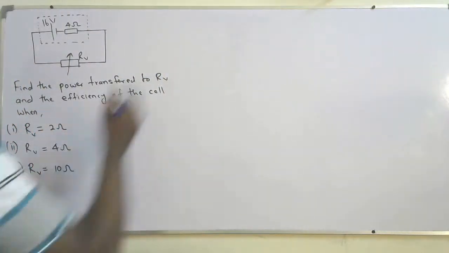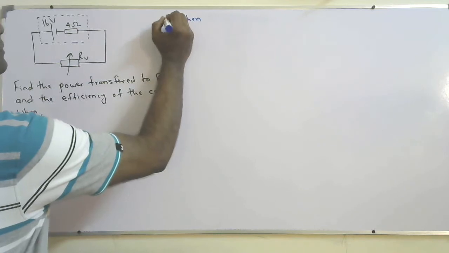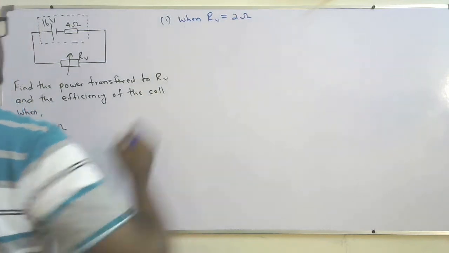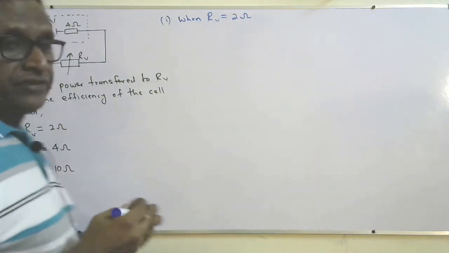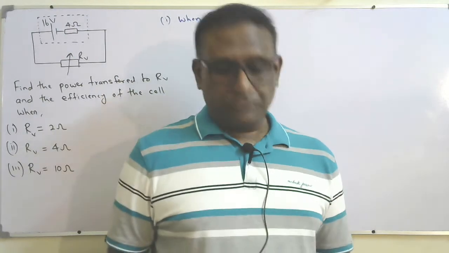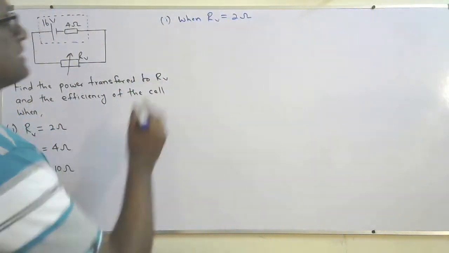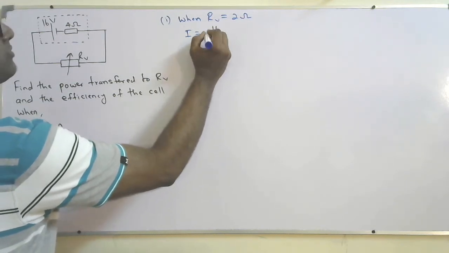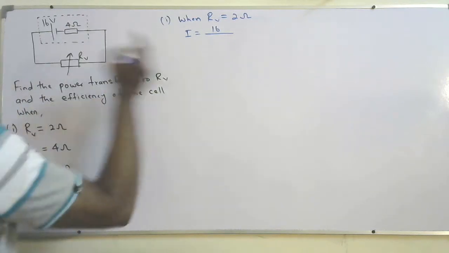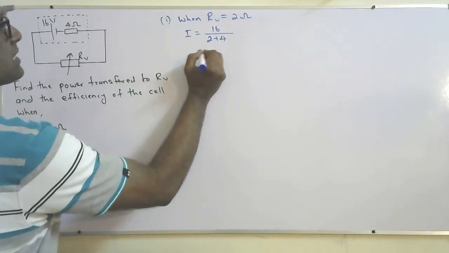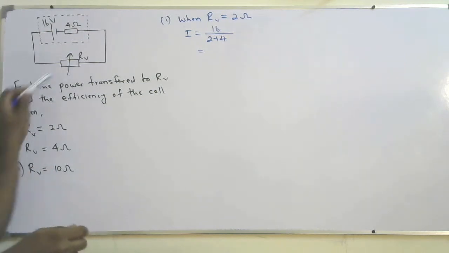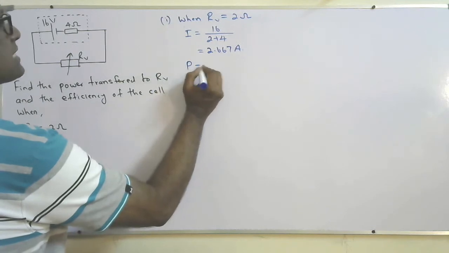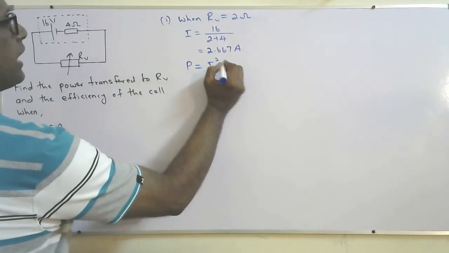So first, when RV is equal to 2 ohms. To find the power transfer to the external circuit, I need to find the current flow. I know how to find it: I is equal to EMF over total resistance. So EMF 16 over total resistance 2 plus 4, that is 6. So that gives the current flow when RV is equal to 2 ohms. Power transfer to the external circuit is equal to I squared RV.